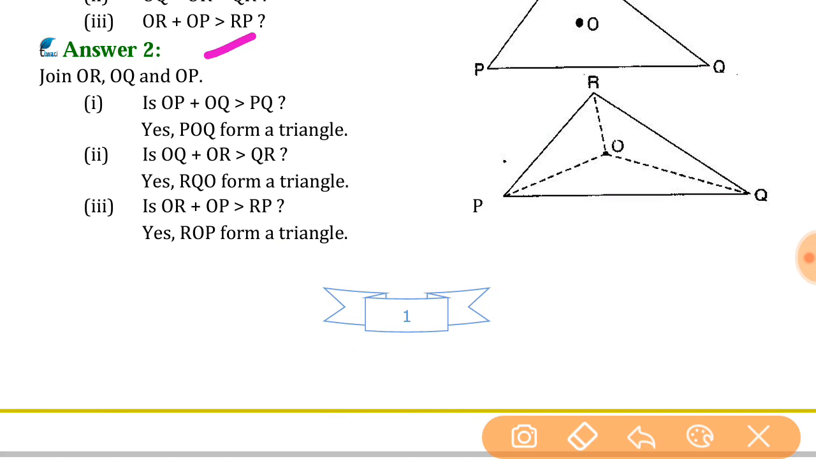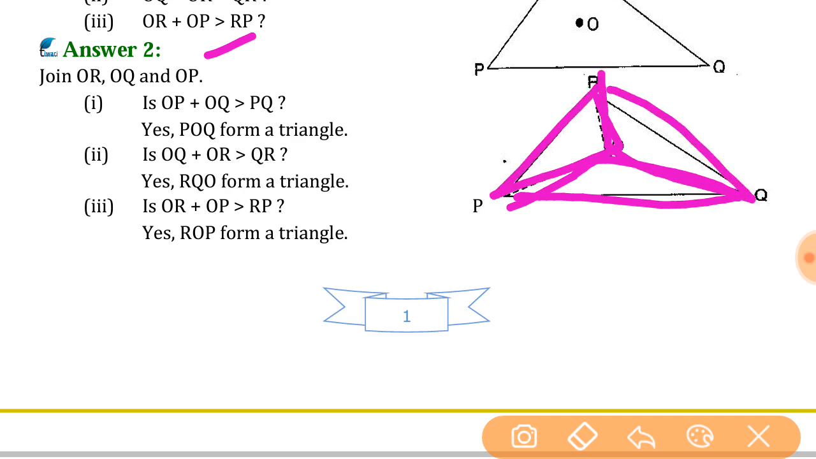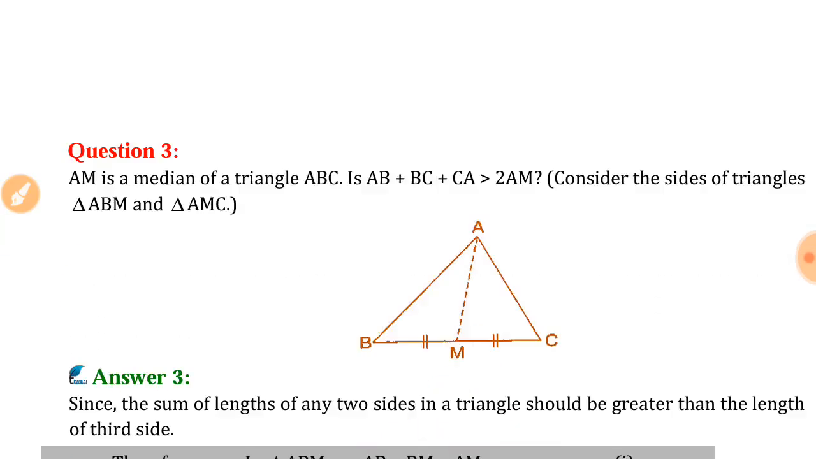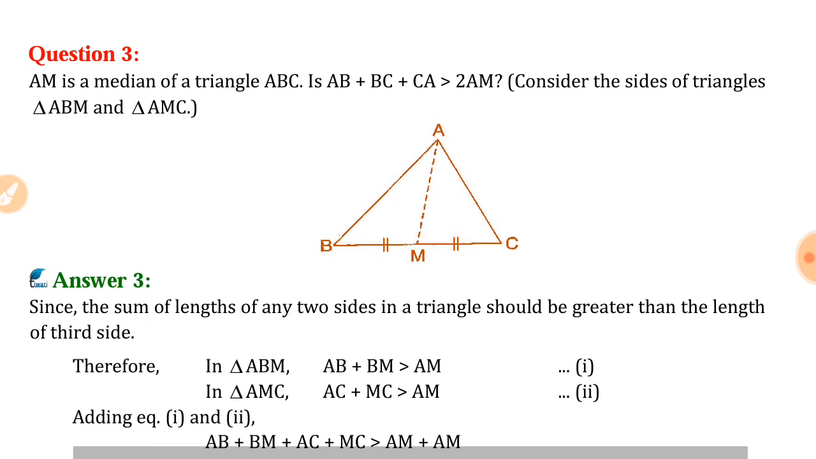Join OR, OQ, OP, just like this. POQ is a triangle, ROQ forms a triangle, and this also forms a triangle. We have to check whether they are constructing triangles or not. That's all in that question.